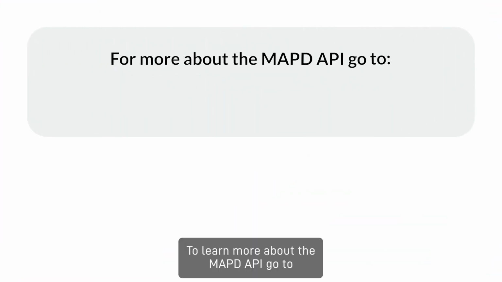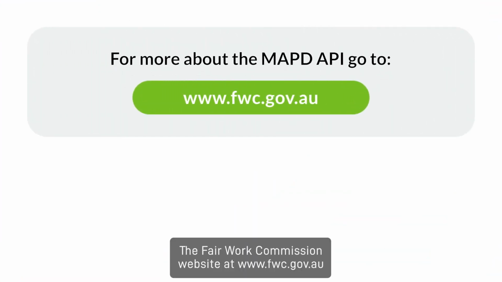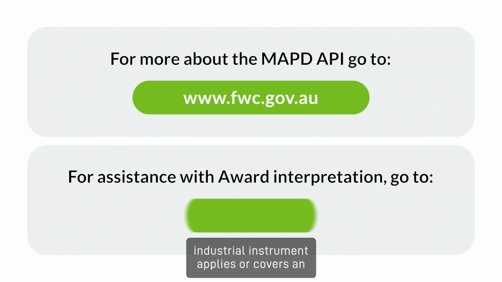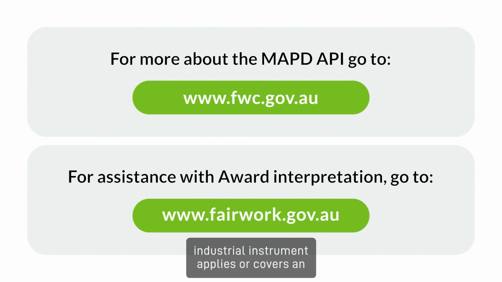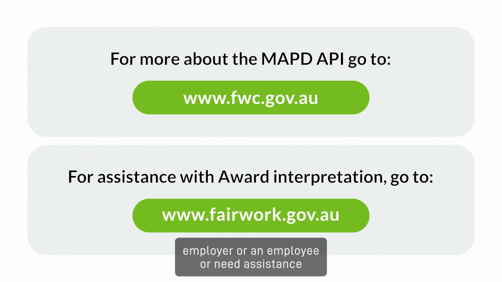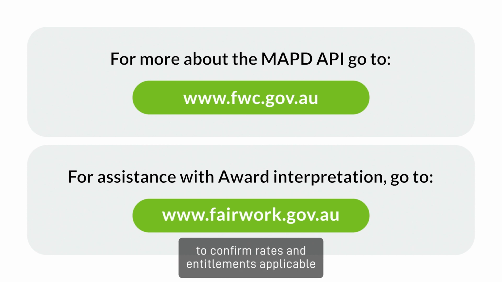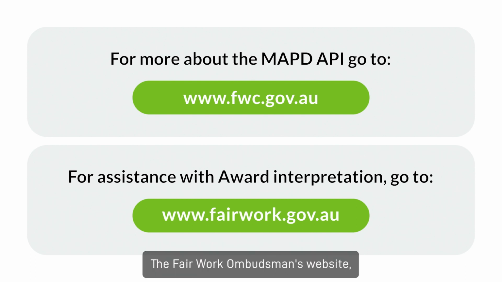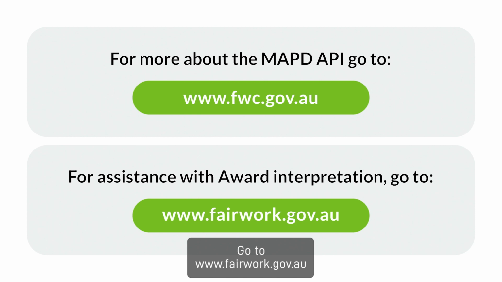To learn more about the MapD API, go to the Fair Work Commission website at www.fwc.gov.au. If you need to know which modern award or other industrial instrument applies, or covers an employer or an employee, or need assistance to confirm rates and entitlements applicable to an employer or employee, visit the Fair Work Ombudsman's website. Go to www.fairwork.gov.au.